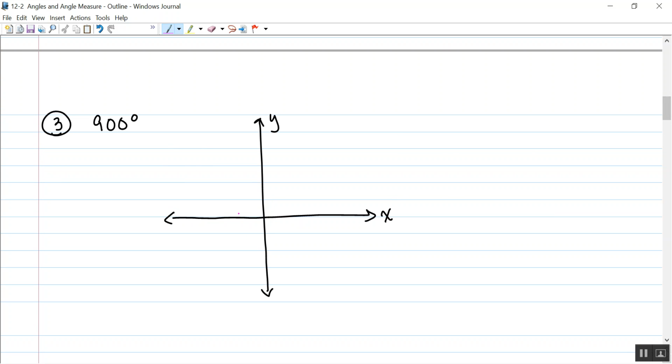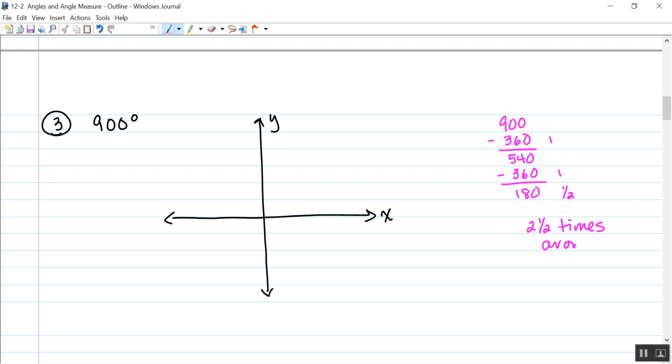Okay, so I know that all the way around is 360, so clearly I'm going to be going around more than once. But how many times? Let's do a little math here. So 900 minus 360 gives me 540. So that's once around. I'm still more than 360, so let's subtract 360 again. And that's going to give me 180, which is half a circle. So a 900 degree angle goes around once, twice, and a half. So 2.5 times around.